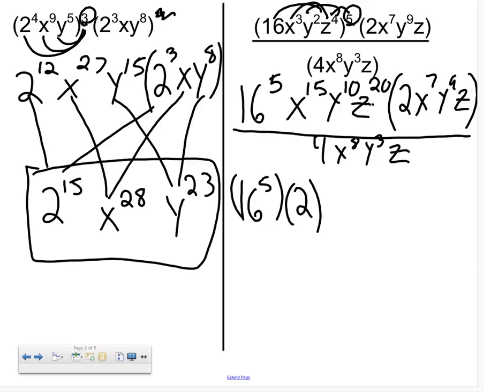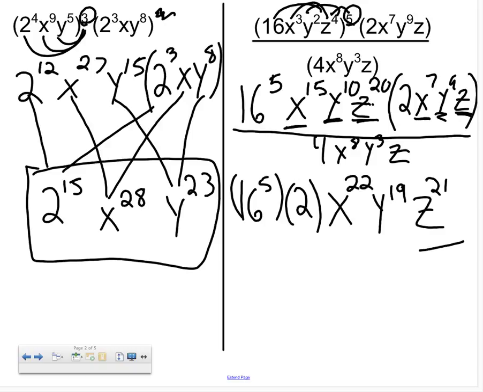Then I have some x's I can make. So I have an x to the 15th. I have an x to the 7th. Together that'd be x, and the exponents would be 22. A y to the 10th, a y to the 9th, together to be y to the 19th. And z to the 20, z to the 1st, so together to be z to the 21st. And then down here I have my 4x to the 8th, y to the 3rd, z. Give myself some more space here.